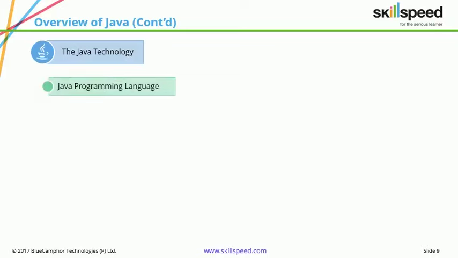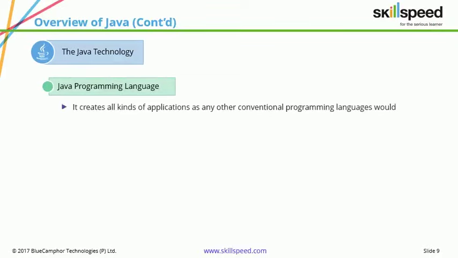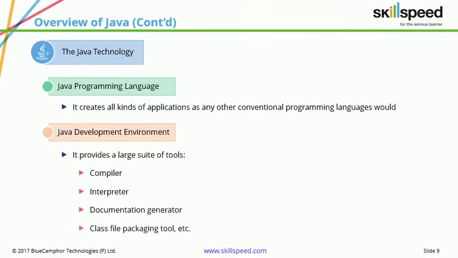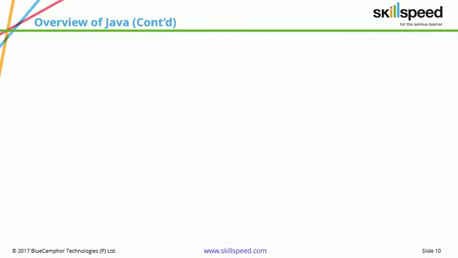When you have the Java programming language, using it we can create all kinds of applications as we can do with any other conventional programming languages. So you can do all manipulations and application development with the Java programming language. So what does the development environment do? It provides a large suite of tools for us. We have compilers, interpreters, document generators, class file packaging tools, and so on. There are so many other things that it contains. Those are the major ones that I want to describe.